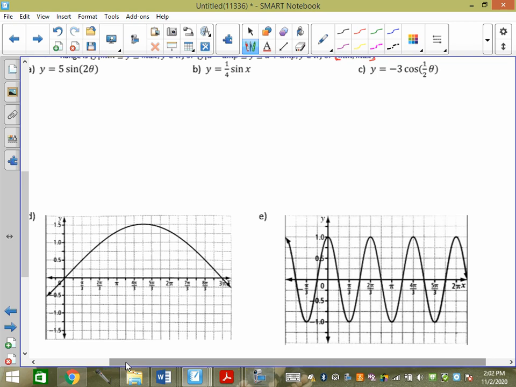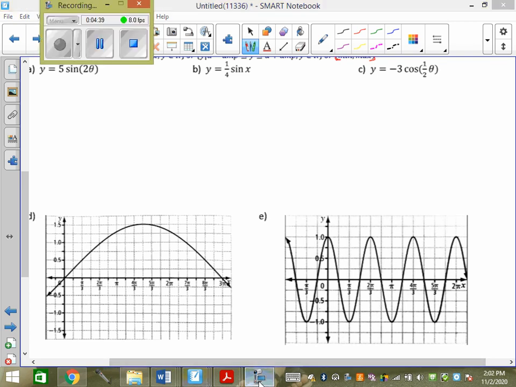Try it out. And at the top it gives you hints. I have it on frozen. Okay, so these first ones are equations, and I asked you to determine the amplitude of them.